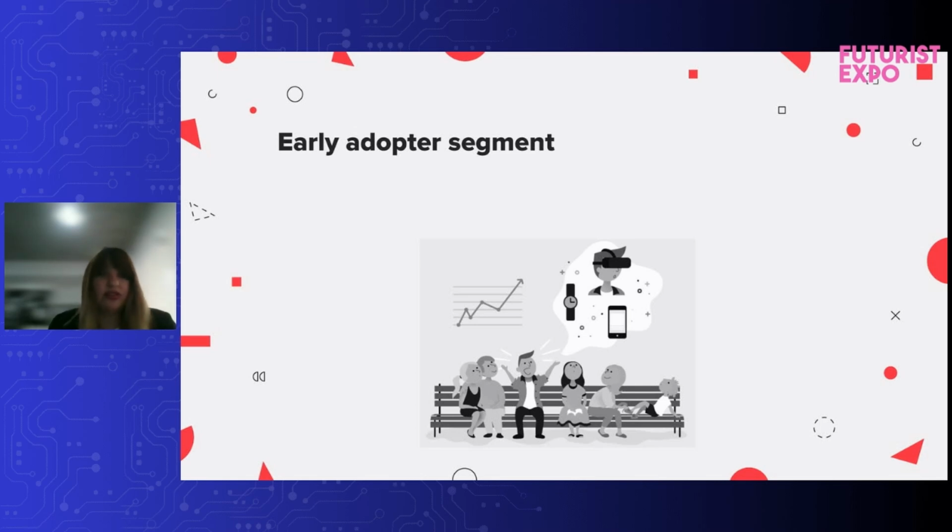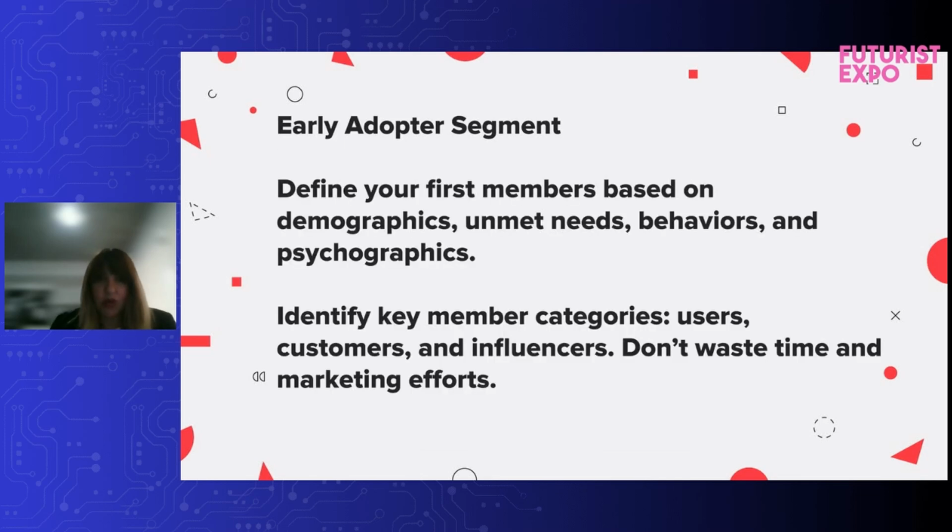So the next thing is to understand which is your early adopter segment. Who are those first members? You can obtain information about the members based on demographics, unmet needs, behaviors, and psychographics. For instance, in my case, girls who play a certain game. That's the first segment that I want to conquer. So it's important to identify the key member categories: the users, the customers, and also the influencers, people that have a lot of followers, and maybe you can understand better, based on the audience of those influencers, how you can craft your own community.